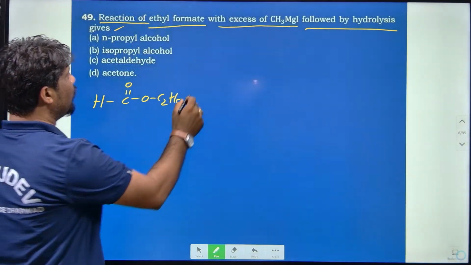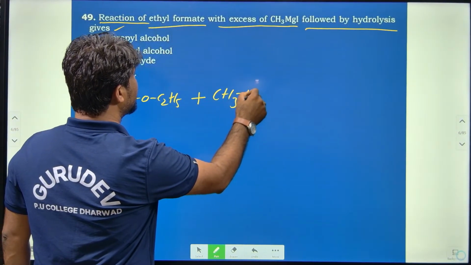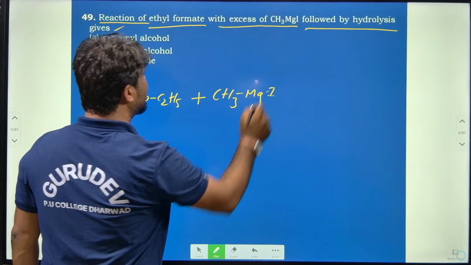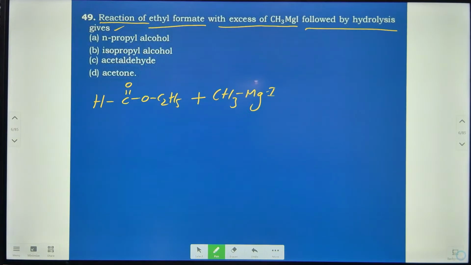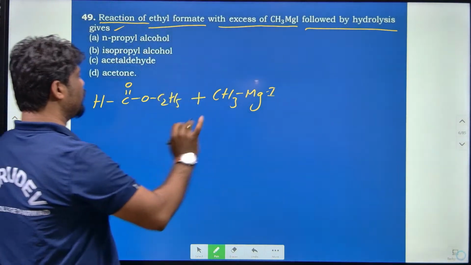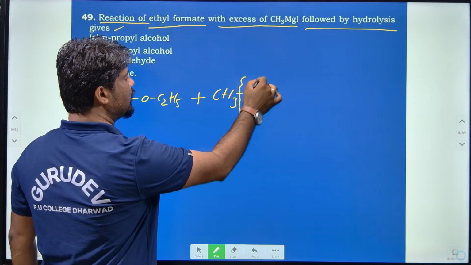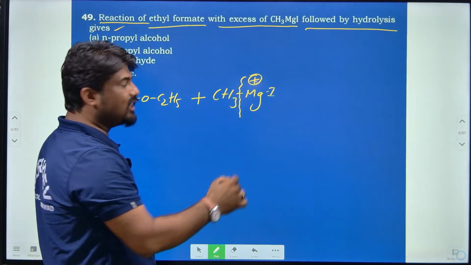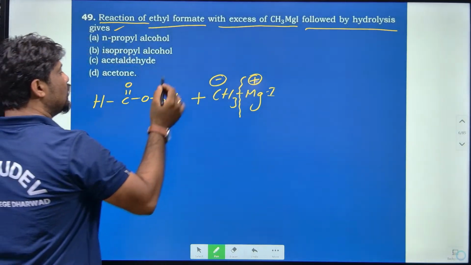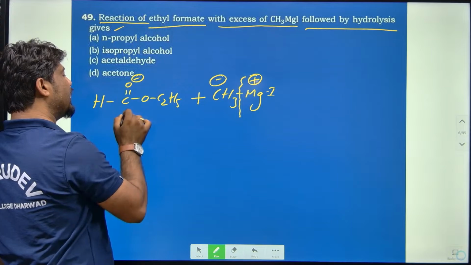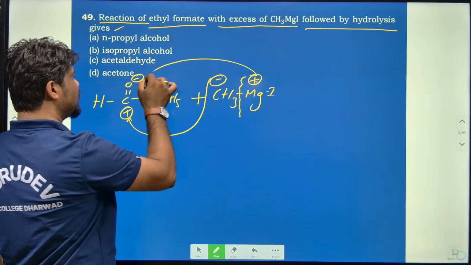When this ethyl formate is treated with CH3MgI, a Grignard reagent, followed by hydrolysis, first I will make this one. When the Grignard reagent dissociates, Mg becomes a plus charge and methyl becomes a negative charge. Here oxygen is partially negative and carbon is partially positive. The negative charge attracts here, the positive charge attracts here.